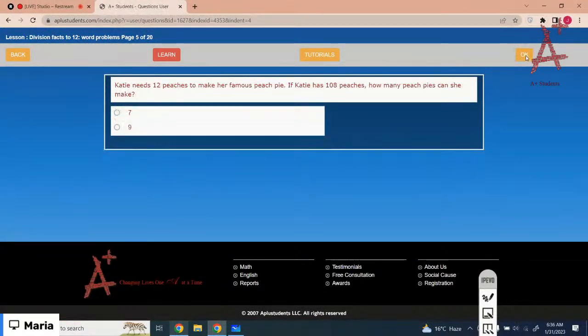Okay, Cat needs 12 peaches to make her famous peach pie. If Cat has 108 peaches, how many pies can she make? So which is the correct option? 12 times what number is 108? So it is 12 times 9 is 108. So the correct option is 9. Okay, you can complete the test by yourself later today.